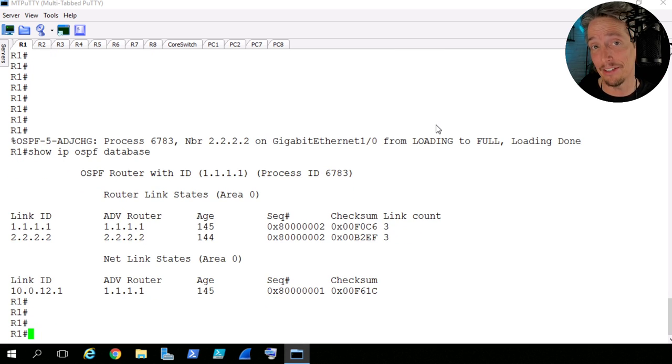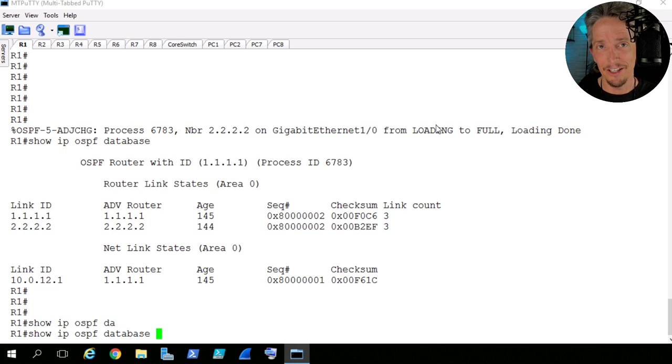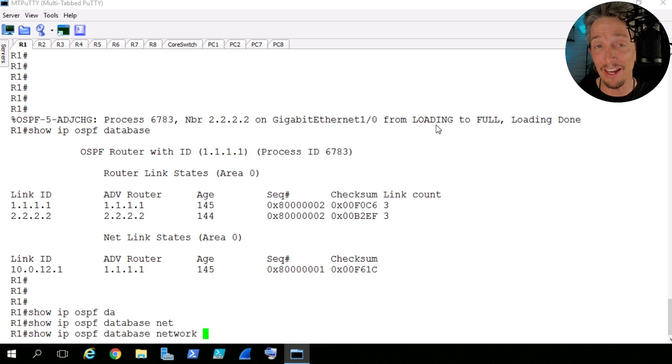In fact, now that we have this LSA type 2, we could just show ip ospf database. And the way we spell LSA type 2 at the CLI is it's referred to as a network LSA. So we type in network, and then if you had 15 DRs in the area, all connected to a multi-access network where there are multiple OSPF speakers, if we just press enter, it would show us all the details for all the type 2 LSAs.